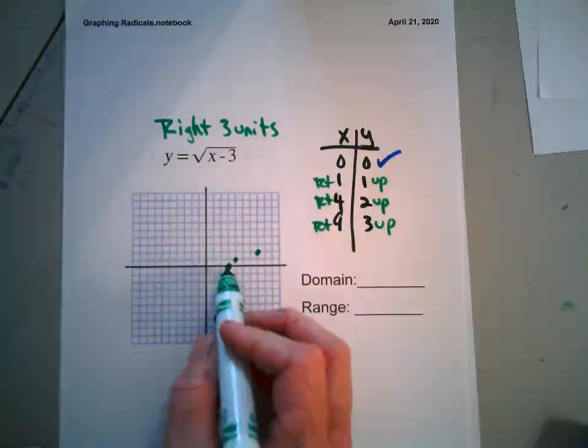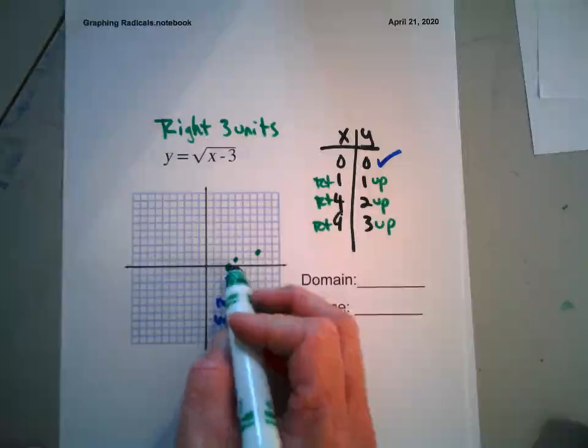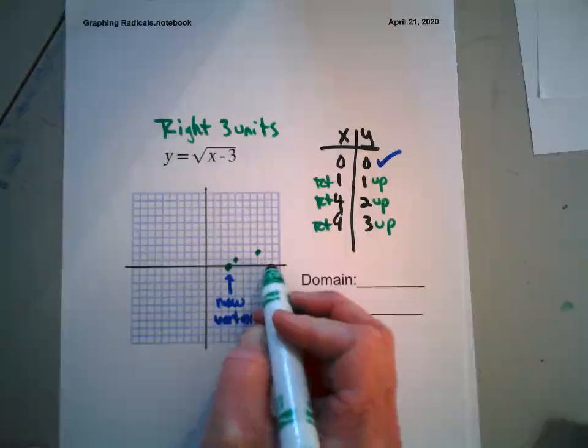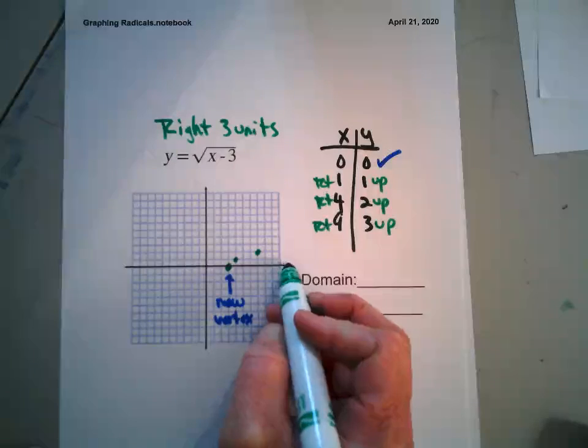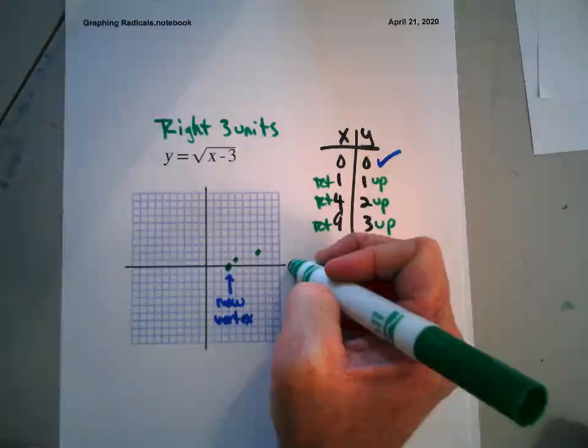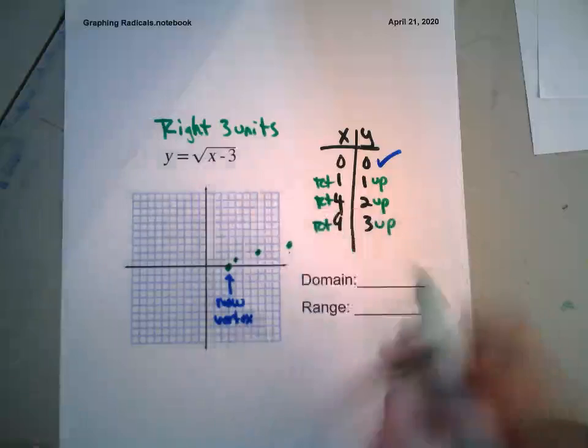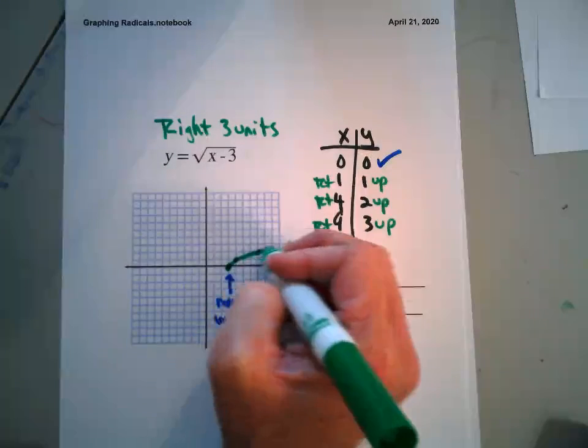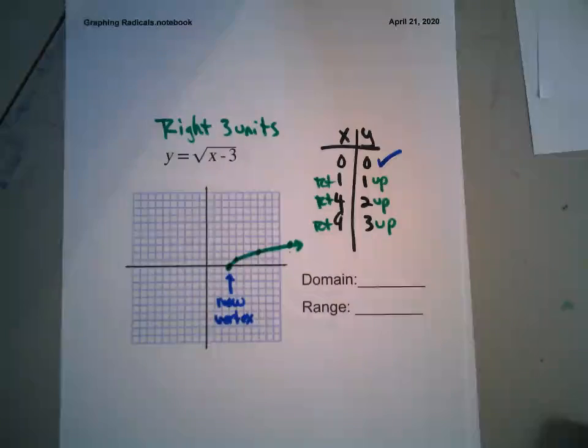So we always come back to this new vertex point. 1, 2, 3, 4, 5, 6, 7, 8-ish, 9-ish. And we'll go up about 3. 1, 2, 3. We'll fill that in. Boom. There is the square root function.